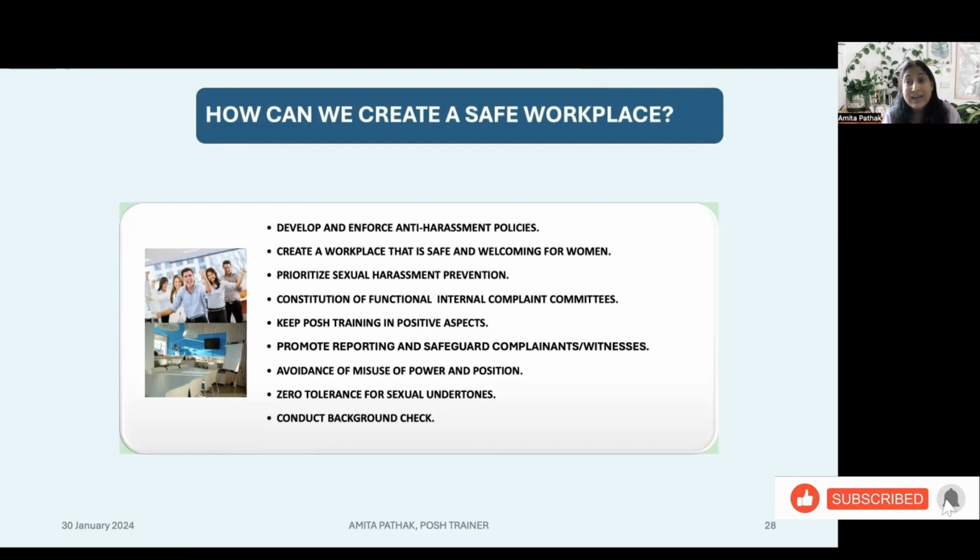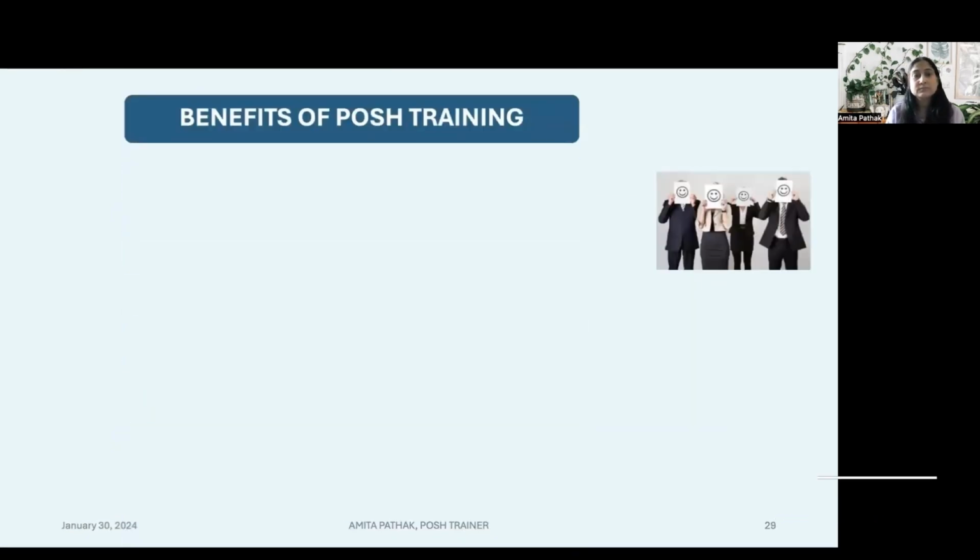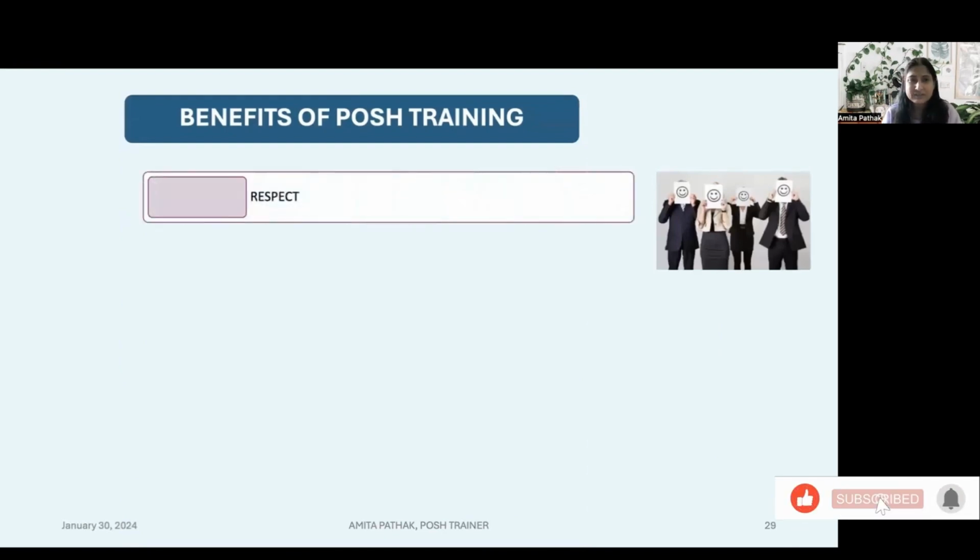And HR managers and the referrals, please conduct background checks when we are in a hiring process to understand the type of behavior of the individual that is entering into the organization. If we follow these things, our organization will be a safer and more inclusive workforce. What are the benefits of POSH training? Why are we here? Why are we doing a training? Dear friends, the first thing is respect.